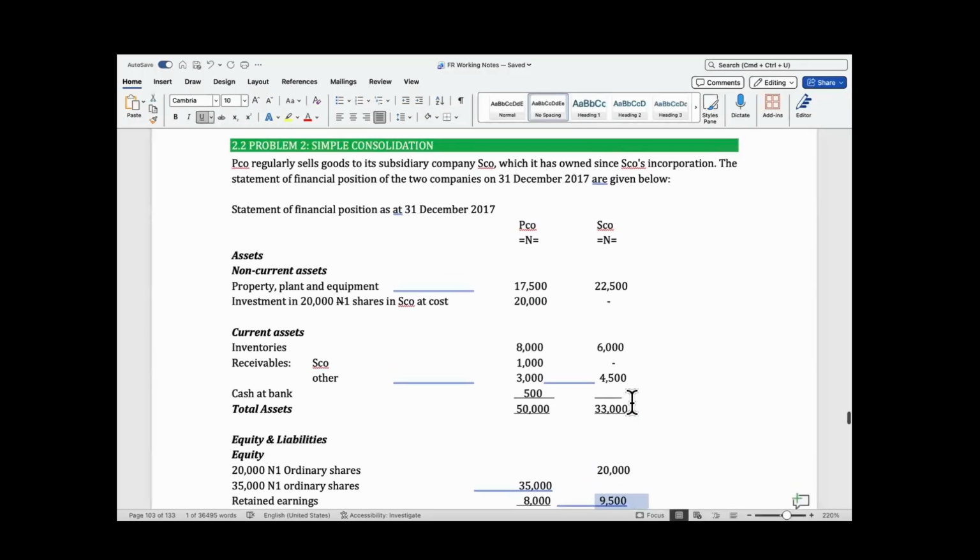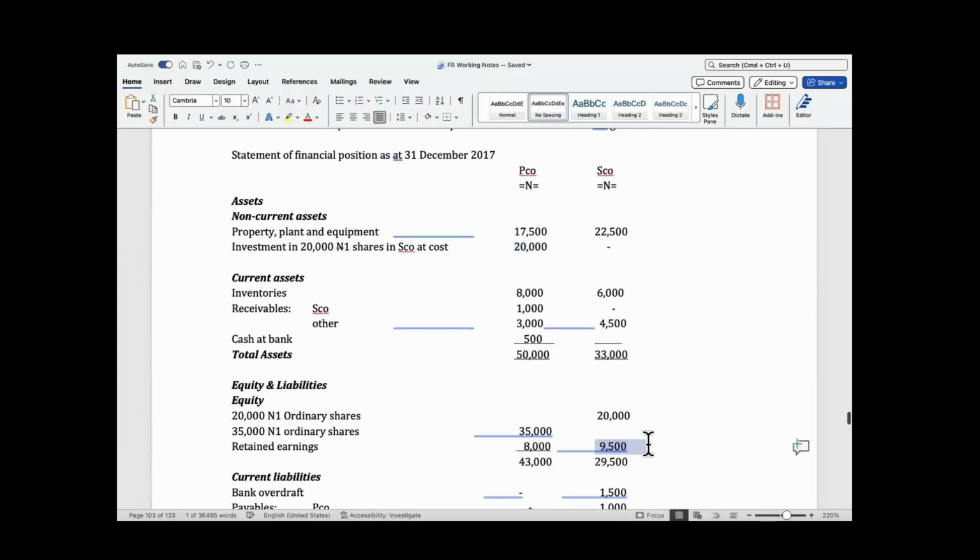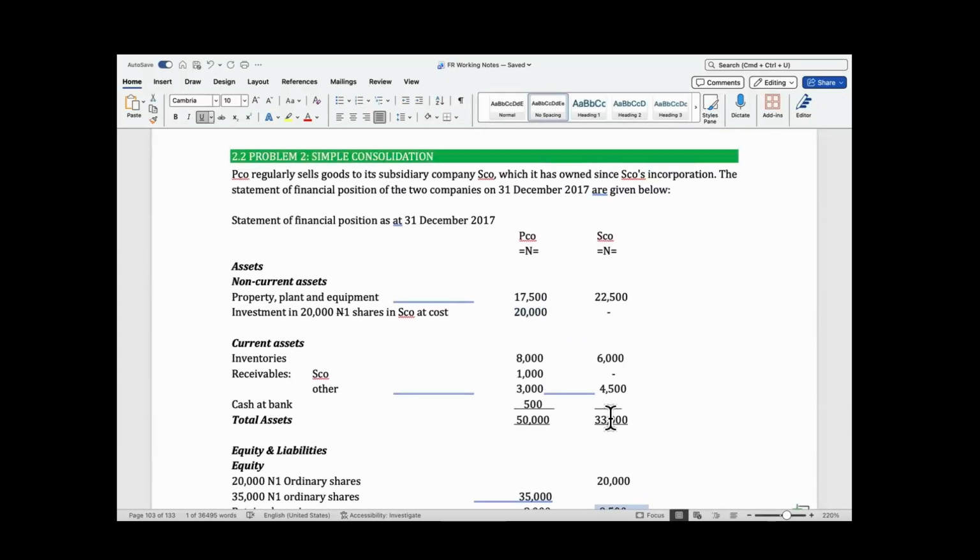Can anybody figure out the reason why they are not the same? Why this 20,000 does not include this 9.5? Can anyone figure it out?